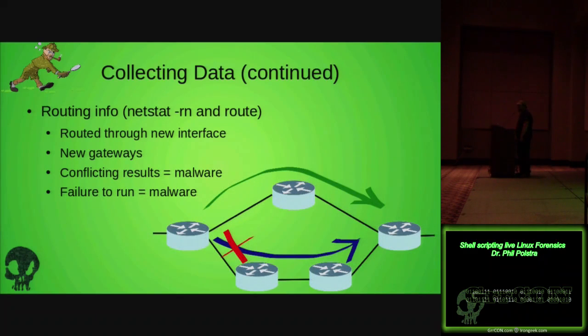What about routing information? You can run a netstat -rn, and you can also run route. I recommend that you run both. If they differ, that's another pretty good indication that you've been hacked. If they don't run, you've been hacked. You guys sense a theme here? Things don't run, you've been hacked. Things don't agree, you've been hacked. Also, you can look for things that are routed through a new interface. Has one of the interfaces become the default when it's not normally that way? Are there new gateways in your network?